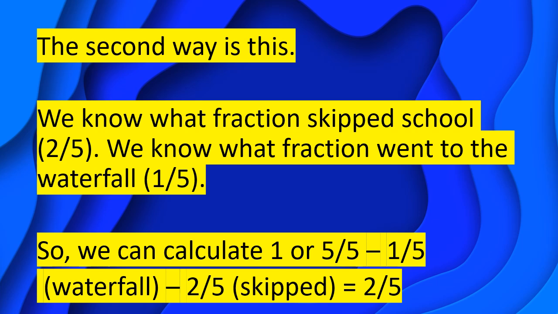The second way is this. We know what fraction skipped school, which is 2/5. We know what fraction went to the waterfall, 1/5. So we can calculate 1 for the whole class, or 5/5, minus 1/5 for the waterfall, minus 2/5 who skipped, and the answer is 2/5.